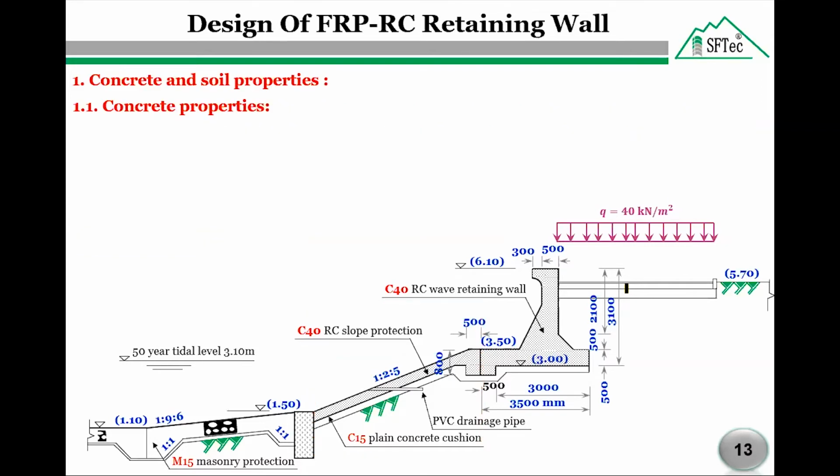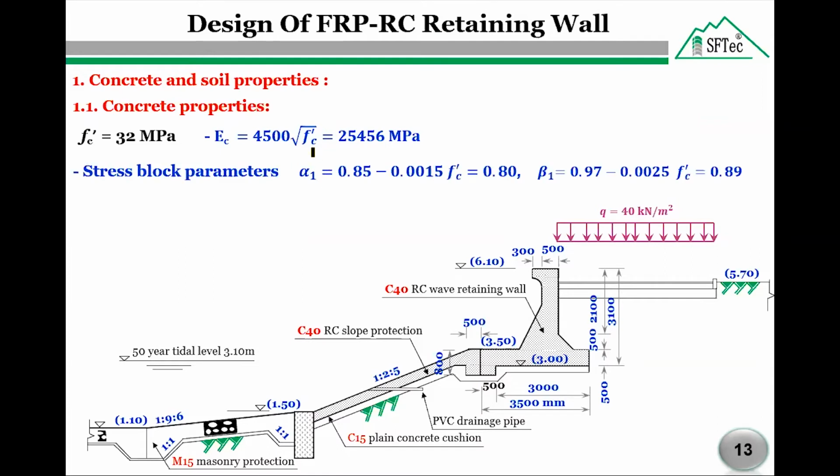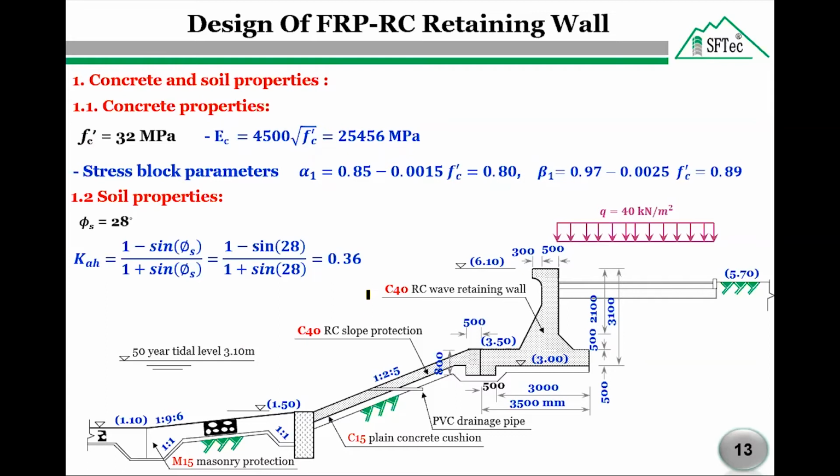The first step here is to calculate some properties related to soil and concrete. As given, the concrete compressive strength equals 32 MPa, so the elastic modulus is simply 4,500 times the square root of the concrete compressive strength. The stress block parameters alpha 1 and beta 1 can be calculated using these two equations. So alpha 1 equals 0.8 and beta 1 equals 0.89. As given, the internal friction angle of the backfill soil equals 28 degrees. So the coefficient of active earth pressure can be calculated according to Rankine theory using this equation, while the coefficient of sliding friction between concrete and the backfill soil can be calculated using this equation.